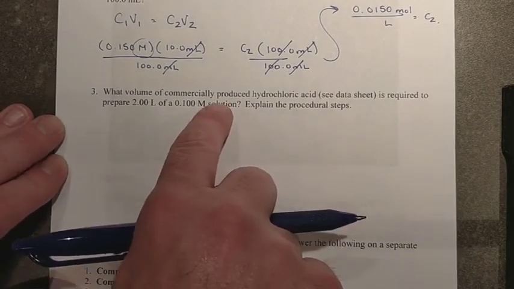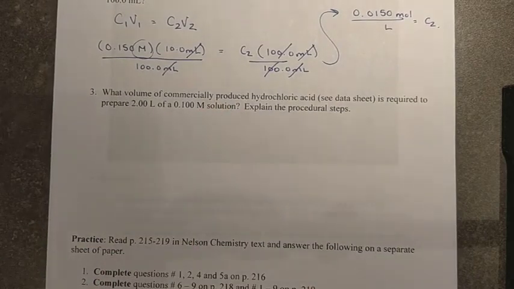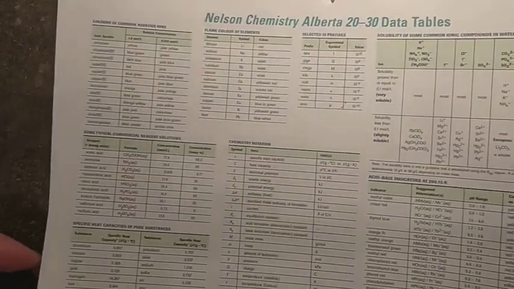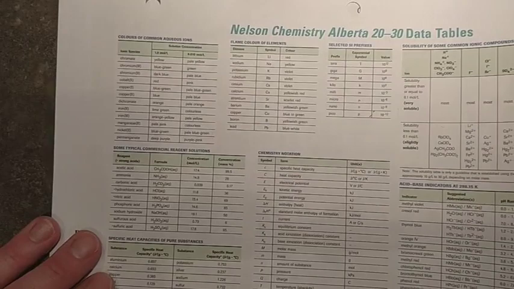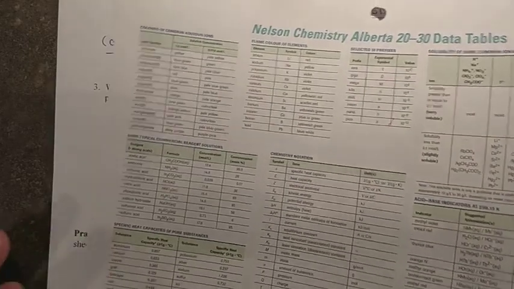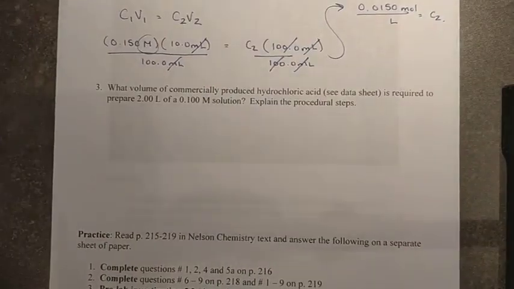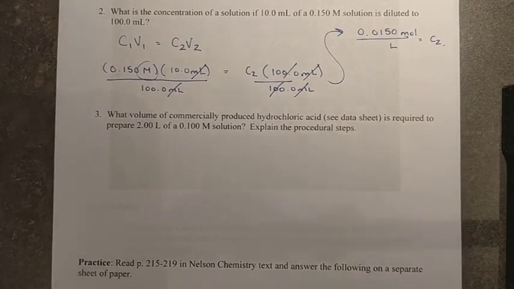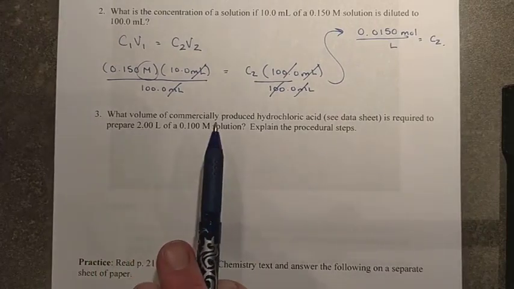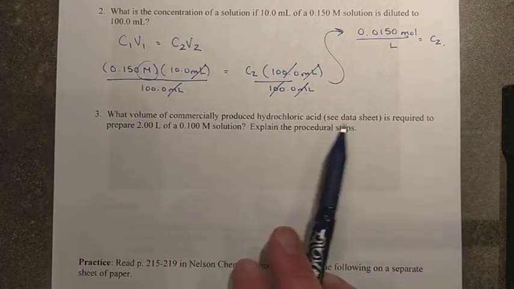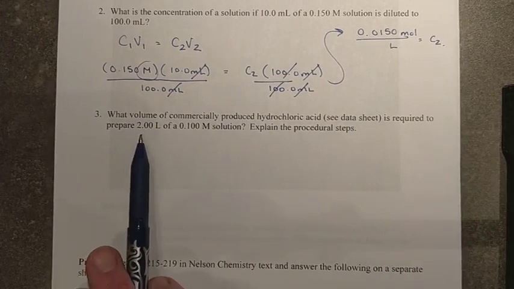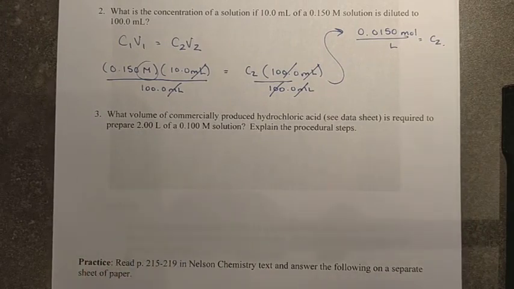Okay, here we have another one. It's got a little wrinkle to it. We talked about this earlier. We do have a table on our data sheet that talks about commercial reagents. As we take a look at this second example, the volume of commercially produced hydrochloric acid, it says see data sheet, required to prepare 2 liters of a 0.1 molar solution.